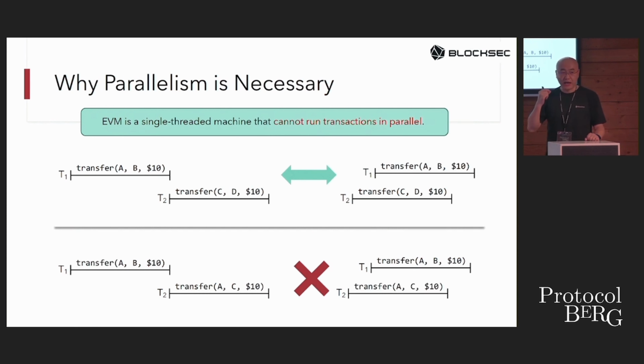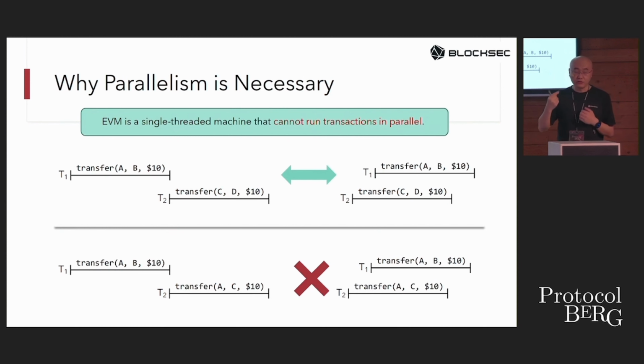Suppose we have two transactions as shown in this slide: transaction T1 transfers tokens from account A to B, and another transaction T2 transfers tokens from account C to D. Actually, they can be executed in parallel because these two transactions do not have any state dependency, right? The state changes in transaction T1 do not affect the state in transaction T2.